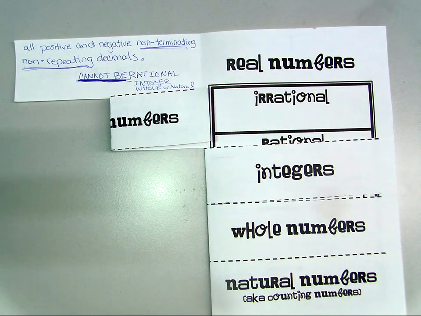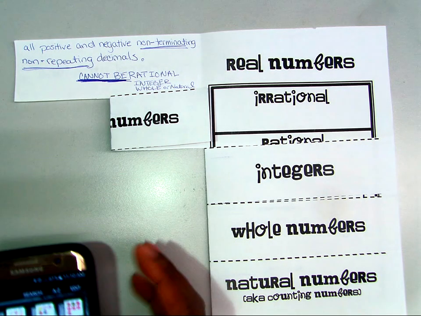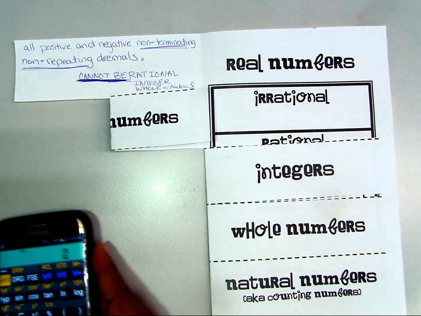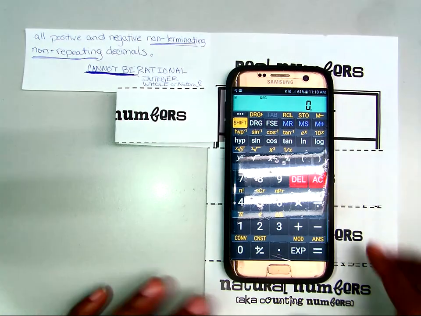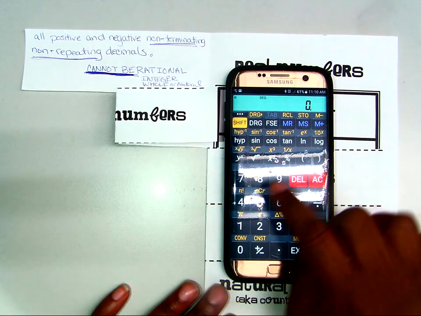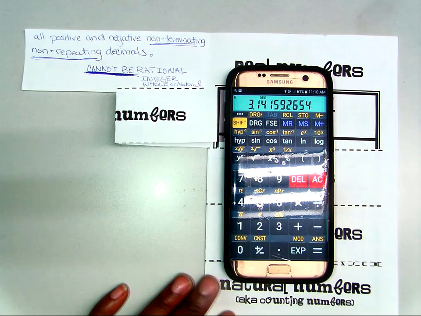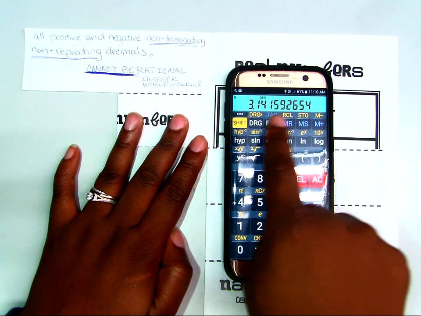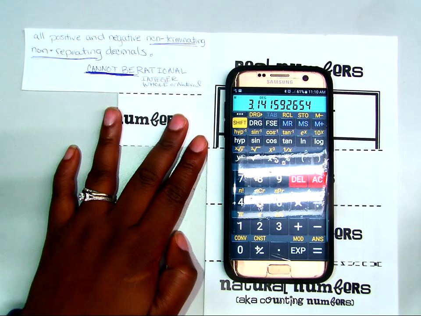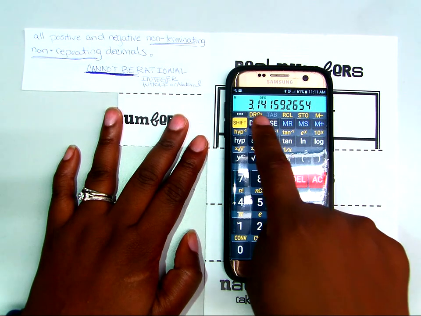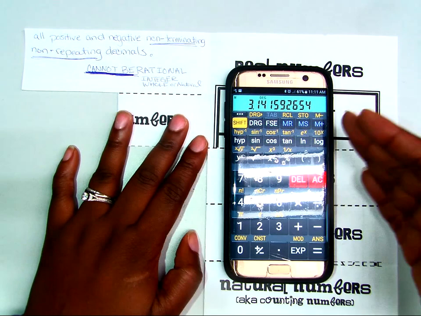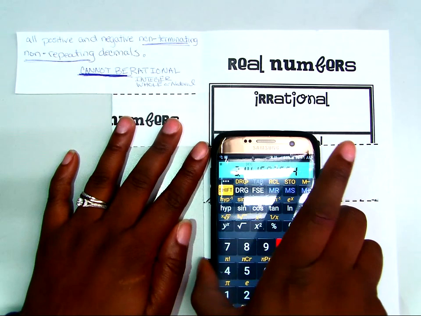I'm going to pull out our calculator just so you can see for yourself what these look like. The first irrational number that many of you have probably heard before is pi. There it is right there on the calculator. If I hit shift and hit that, this is a decimal. It doesn't end, even though it ends on the calculator. That's just because the calculator ran out of room. And it doesn't repeat: 1, 4, 1, 5, 9, 2, 6, 5, 4. There's no pattern. So this is an example of an irrational number.